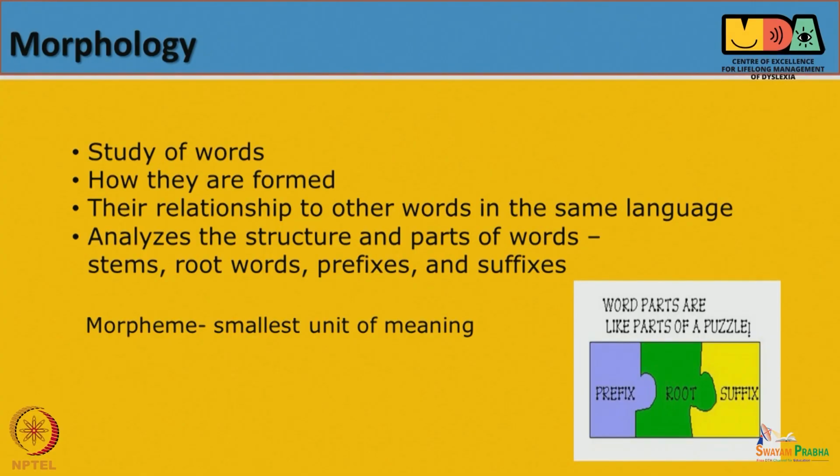Morphology is the study of words, how they are formed. It talks about how their relationship is to the other words in the same language. It analyzes the structure and parts of the words, that is the stem or the root words, the prefixes and the suffixes. Morphemes are the smallest unit of letters that makes meaning, and it's added to a root word.